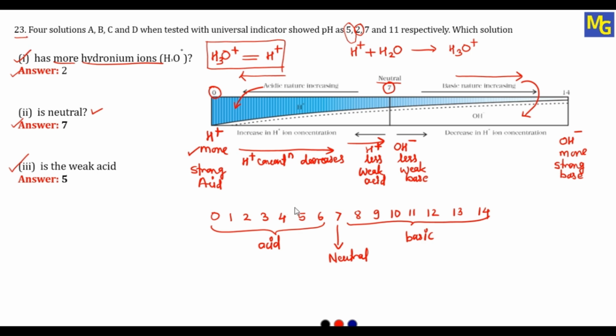You have to remember these tricks which I have written. H plus more, strong acid. H plus less, weak acid. OH minus less, weak base. OH minus more, strong base. Like this, one or the other question will come in your exam. Always it will be asked. So you have to remember this trick. You can answer any type of question depending on this pH. Now we'll move on to the next question.